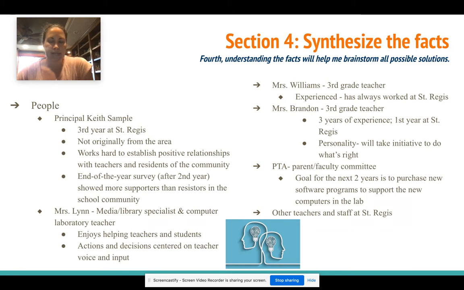We have the PTA, Parent Faculty Committee, and their goal for the next 2 years is to purchase new software programs to support the new computers in the lab. And then there's other teachers and staff at St. Regis that are involved.